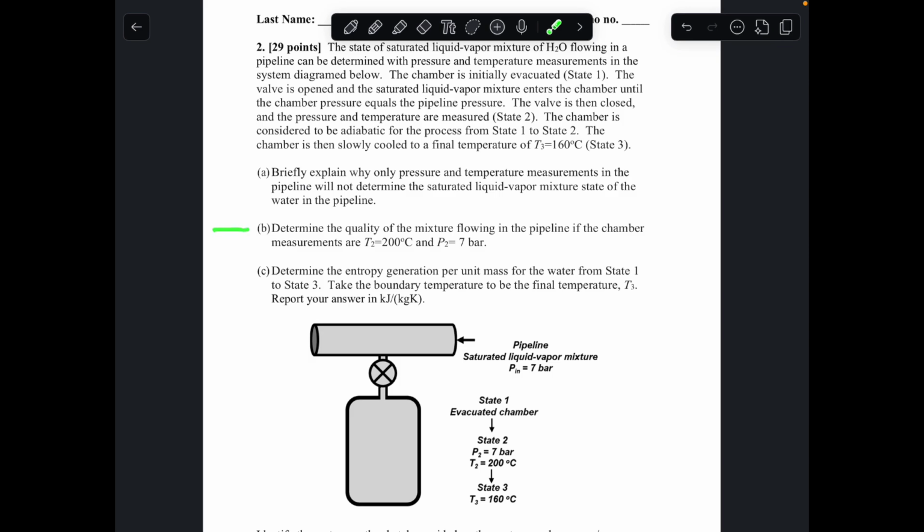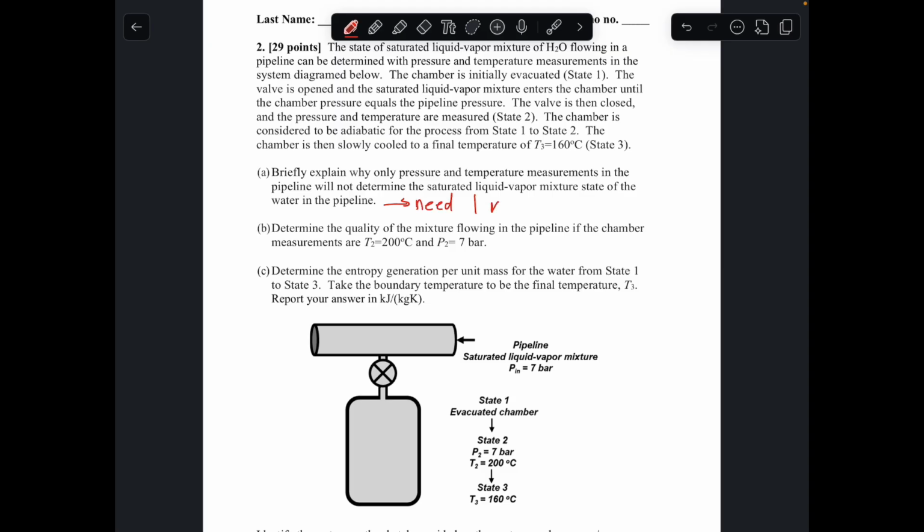Part B says, determine the quality of the mixture flowing through the pipeline if the chamber measurements are T2 equals 200 C and P2 equals 7 bar. So they're telling us here at state 2, we have the pressure and temperature measurements of the chamber. So we have the information here, but how does that help us relate to getting the quality of the water in the pipeline? Well, if you remember from our last part of the problem, we said that with only pressure and temperature of the pipeline, we can't determine the state, right? And our conclusion was that we need one more property.